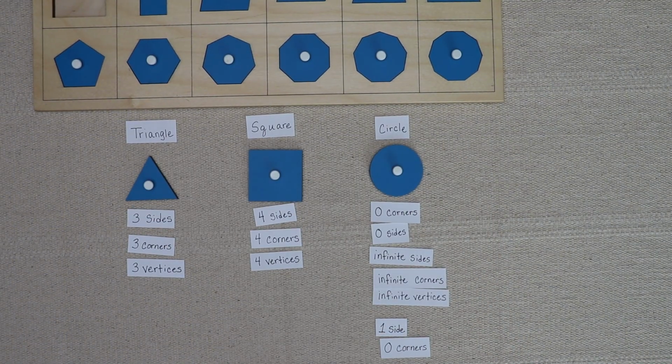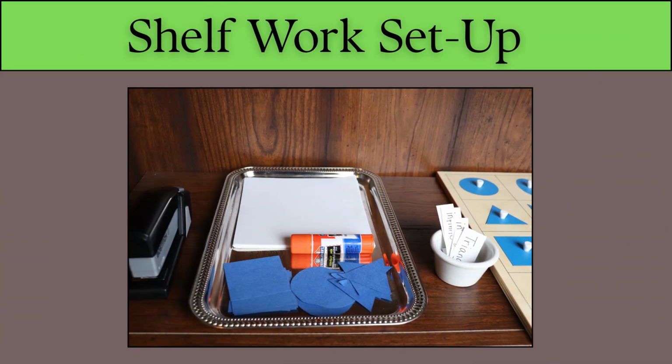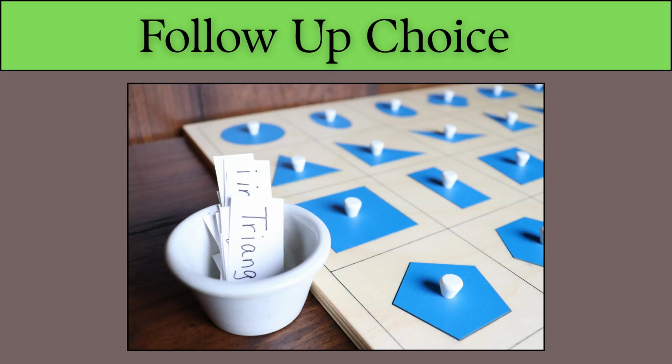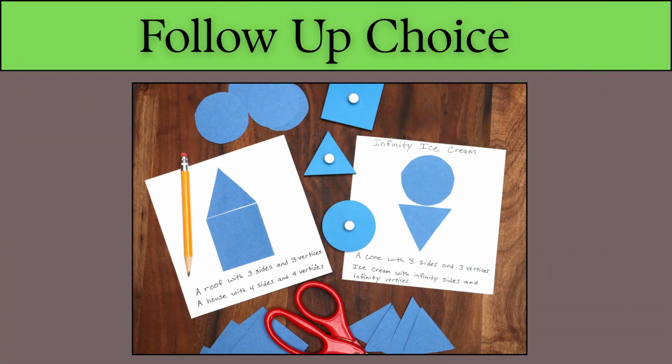Now you want to show your students what follow-up work they can do on the shelf and during their work time. And they're going to be able to get this work off the shelf and practice with this material. One idea is to put your definition cards into a little basket, and your children can go and get this work off the shelf and match the definitions with the shapes. Another idea is to have an art activity on the shelf where the children will use paper shapes and make a picture out of them, labeling the shapes.